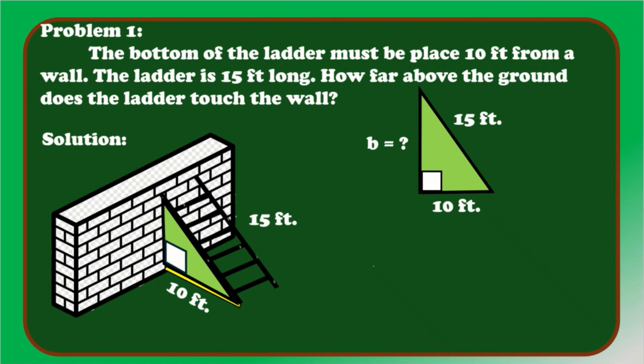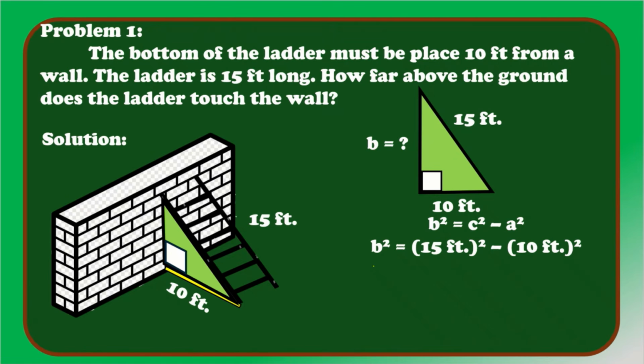So if we observe it, we are missing b, or the measurement of b. We're going to use the derived formula from the Pythagorean theorem, which is b squared equals c squared minus a squared. Let's substitute the given, where c will become 15 feet and a will become 10 feet. Copy b squared, and we're going to have b squared equals the quantity of 15 feet squared minus 10 feet squared. We're going to proceed to simplification.